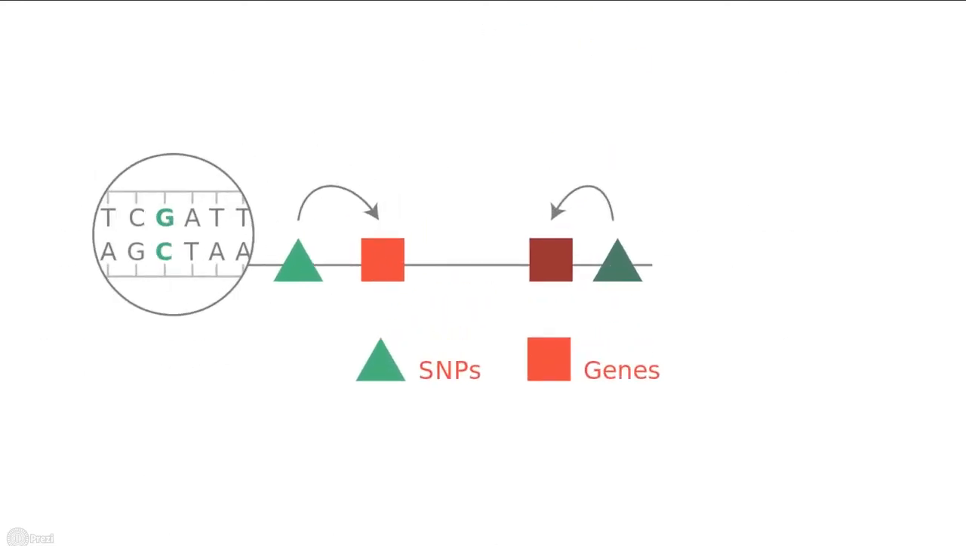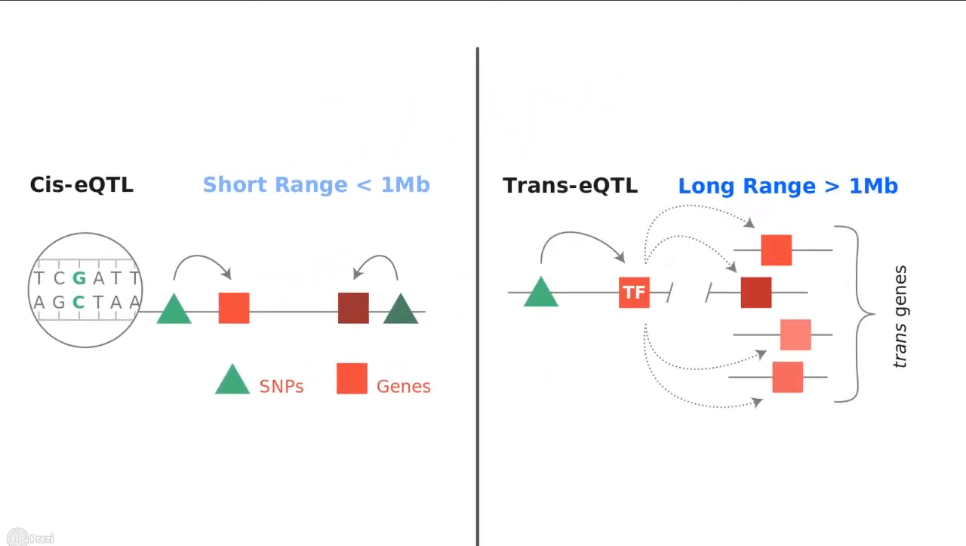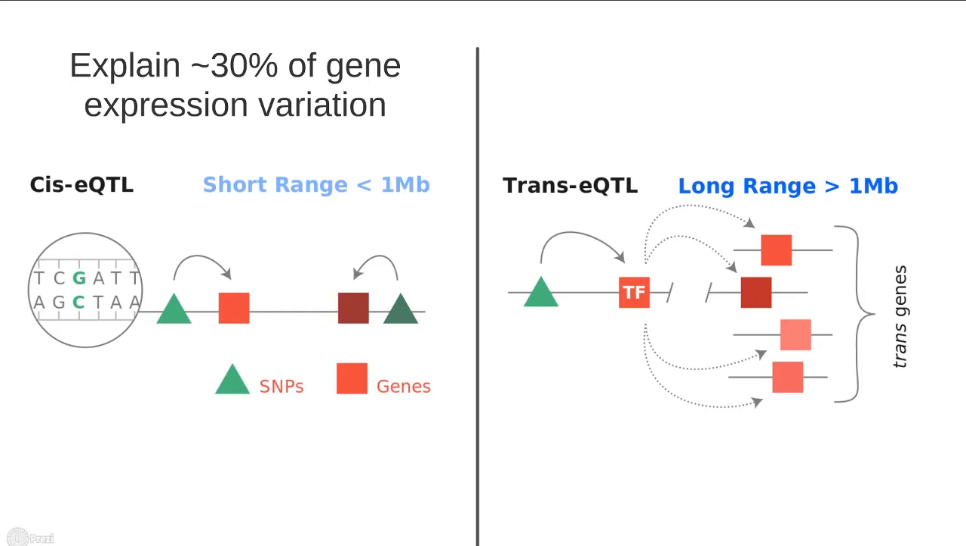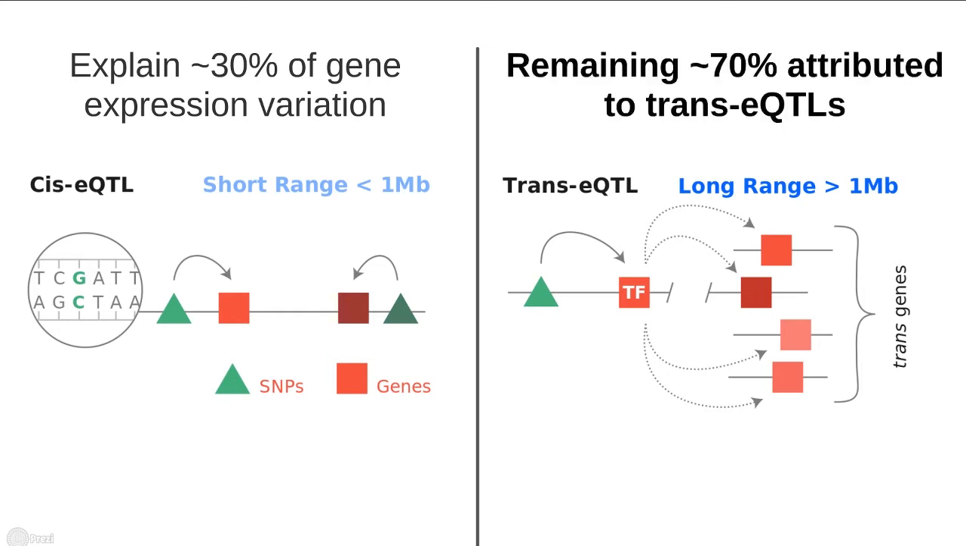eQTLs are genomic variants that affect the expression of genes, and we can distinguish two types of eQTLs: cis-eQTLs, which affect the expression of genes nearby, and trans-eQTLs, which affect the expression of genes farther away. Although cis-eQTLs play an important role in gene regulation, they only account for 30% of gene expression variation, while trans-eQTLs are estimated to contribute the remaining 70%.